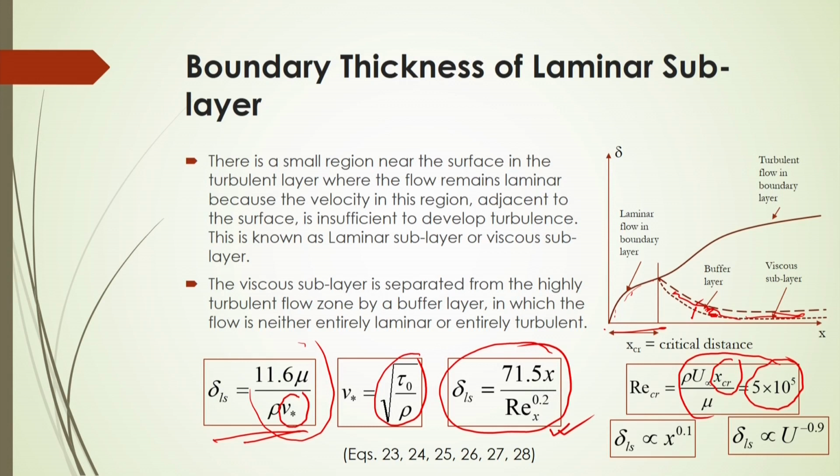And it is observed that this laminar sublayer thickness is related to the distance from the edge, that is x here, by a power law, x to the power 0.1, and it is also inversely related to the free stream velocity. So, this is represented by delta L s equal to some constant times the free stream velocity to the power minus 0.9.